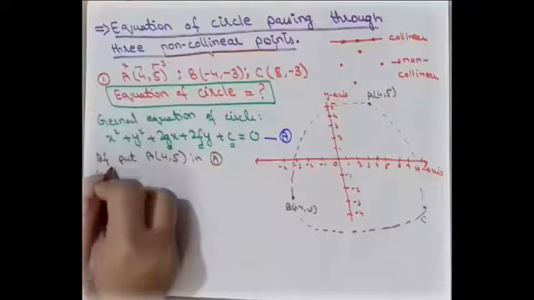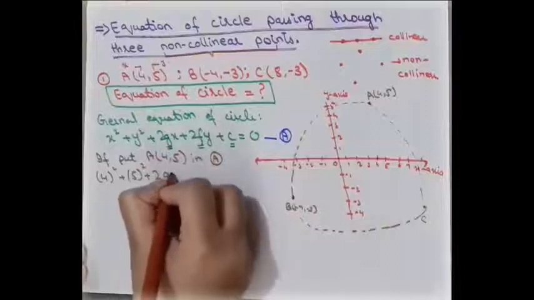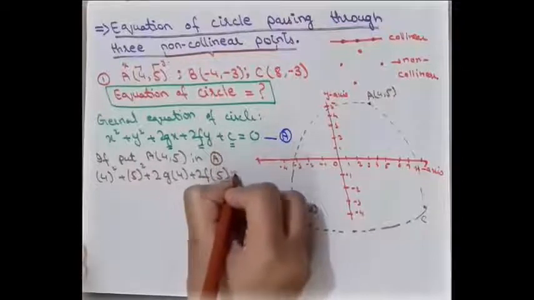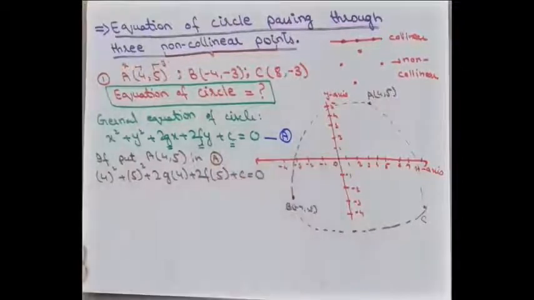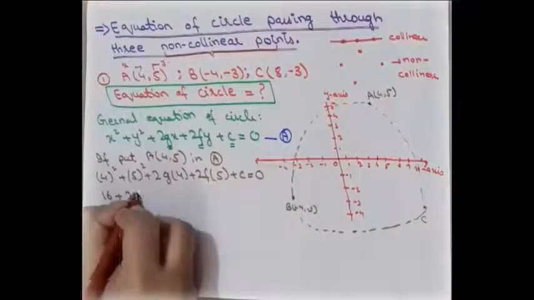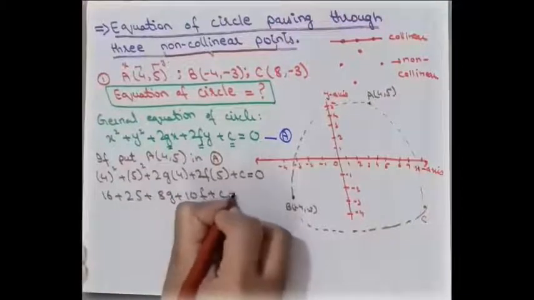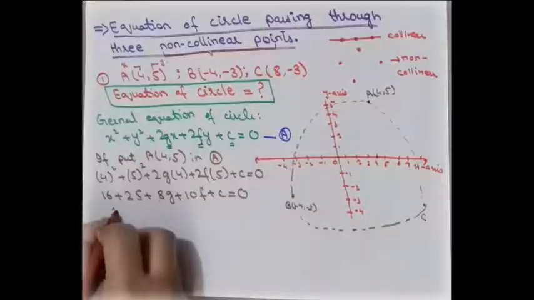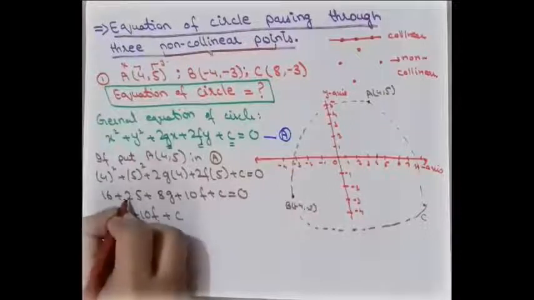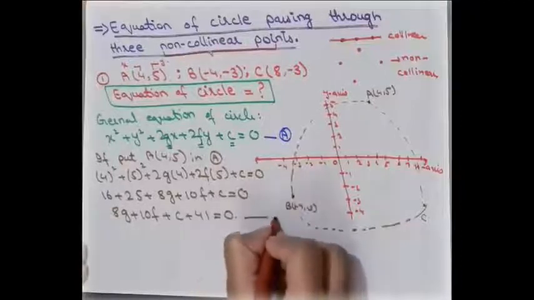So it will be 4 square plus 5 square plus 2g times the value of x, which is 4, plus 2f times the value of y, which is 5, plus c, which is equals to 0. Now to solve this, it will be 16 plus 25 plus 8g plus 10f plus c, which is equals to 0. We write it as 8g plus 10f plus c, and add these two numbers, so it will be 41, which is equals to 0. And say this equation is equation 1.